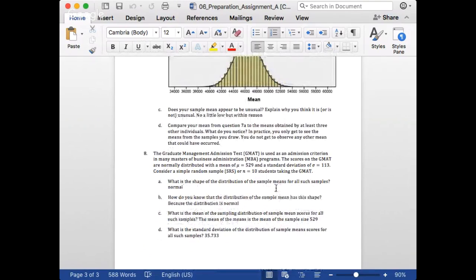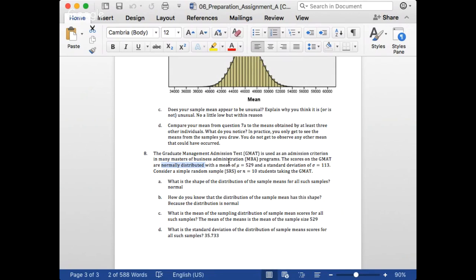What is the shape of the distribution of the sample means for all such samples? So were we supposed to like guess on this one, just by the numbers that we have there? No, actually, this one is sort of a trick question. It tells you in the book and the videos that if the distribution it tells you up here is normally distributed, then it's always going to be normal. Yeah, I didn't put that together.